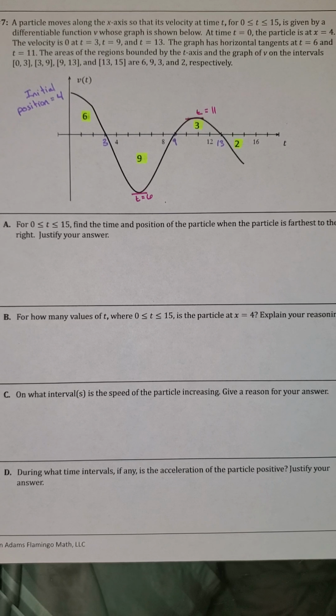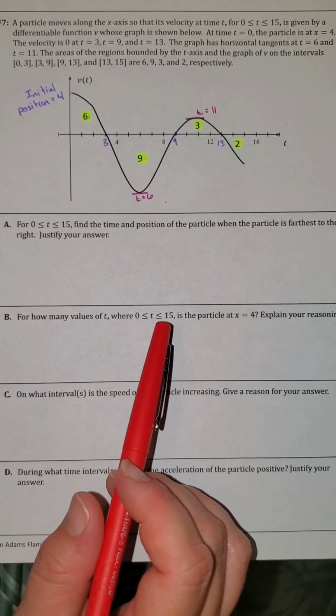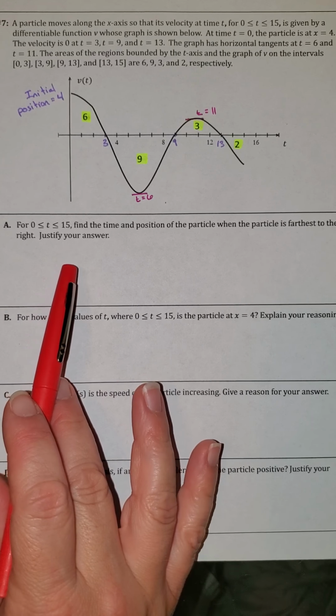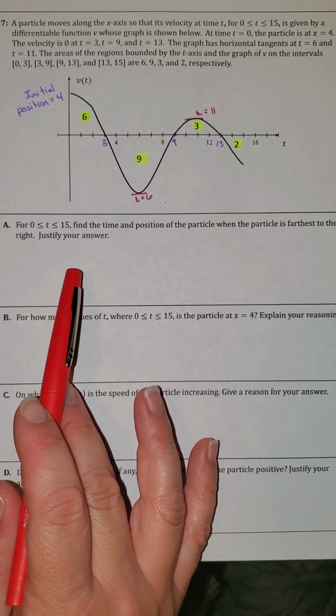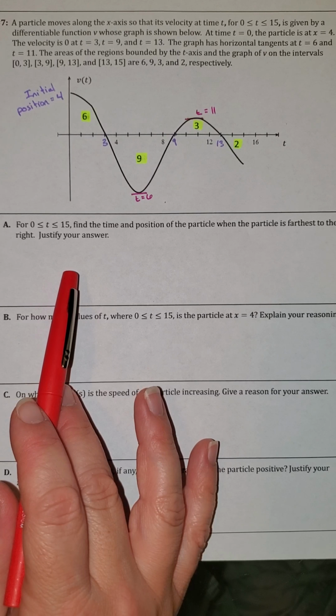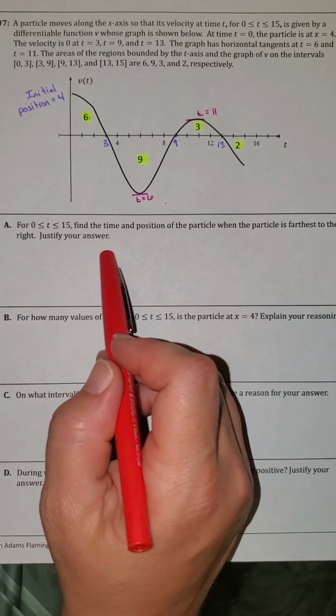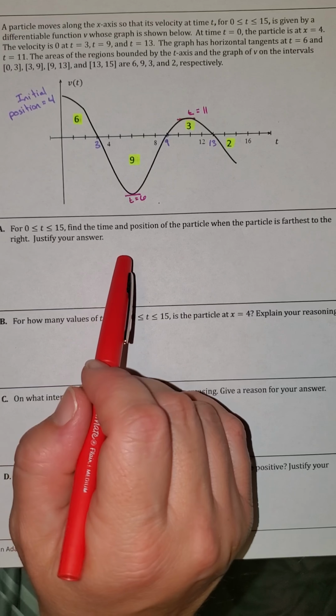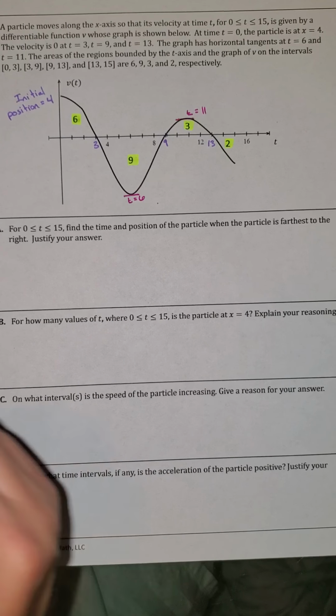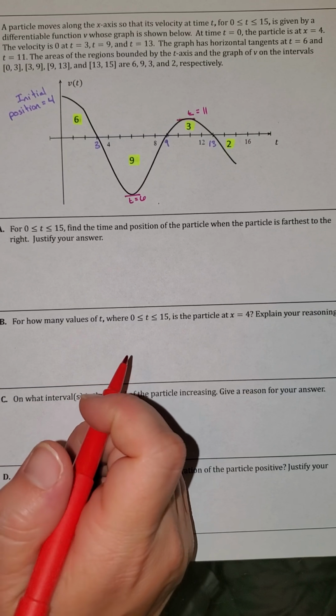For part A, it says for 0 to 15, find the time and position of the particle when the particle is furthest to the right. Justify your answer. Basically we want to figure out where it is when we change from right to left. Because you go right and then change to left. That happens in two different places, because from 0 to 3, we're going right.